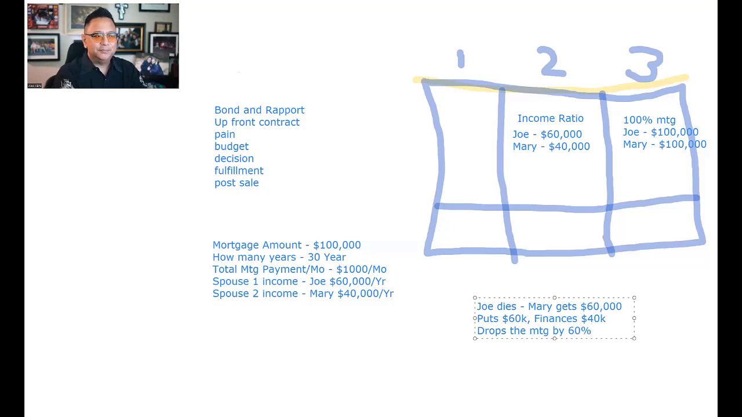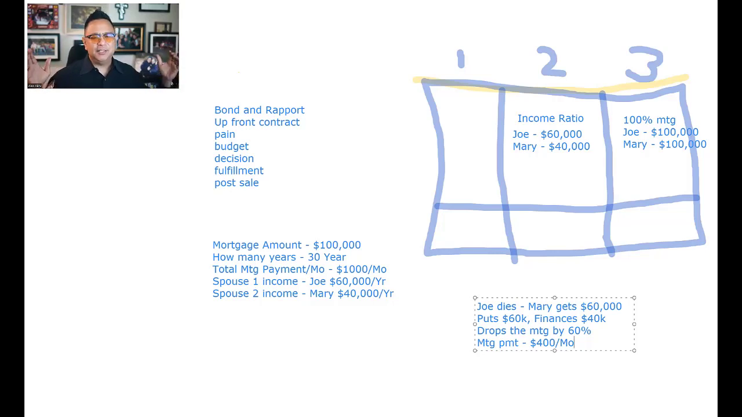Okay, so this is what I love about percentages. So now the mortgage payment is now $400 a month, right? Okay, so I got to stop here. Does everyone understand using percentages?